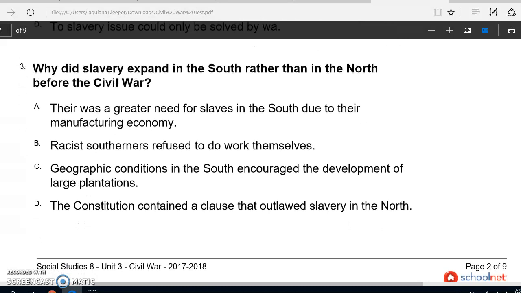Number 3. Why did slavery expand in the South rather than in the North before the Civil War? A. There was a greater need for slaves in the South due to their manufacturing economy. B. Racist Southerners refused to do work themselves. C. Geographic conditions in the South encouraged the development of large plantations. D. The Constitution contained a clause that outlawed slavery in the North.